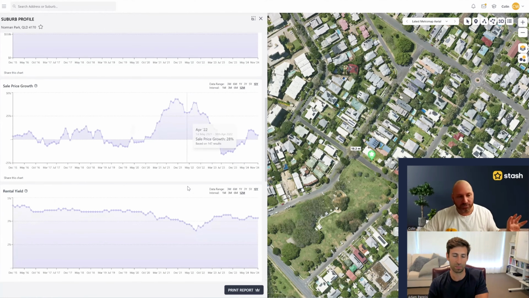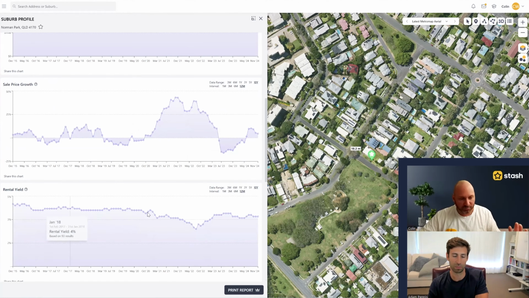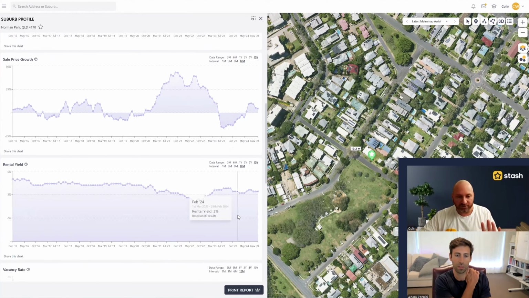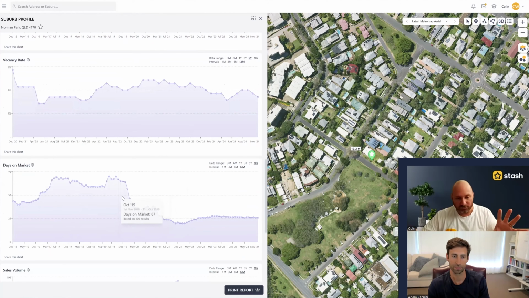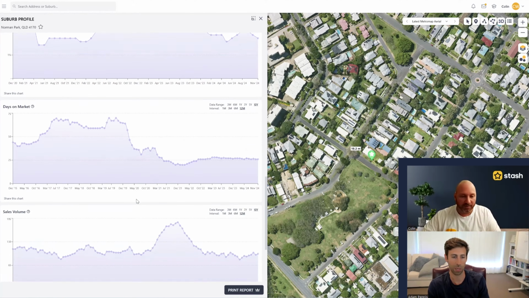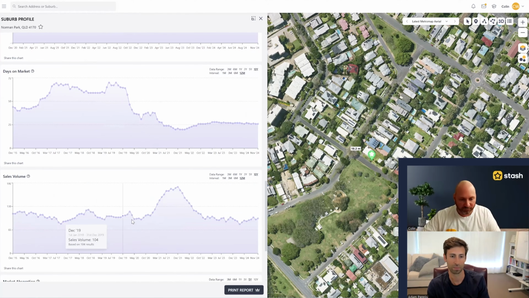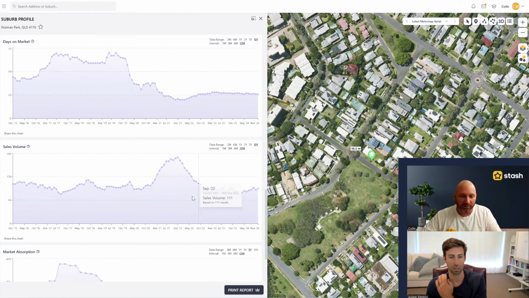You get your suburb growth there, your rental yield. It's pretty much steady across the board over the last decade. Vacancy rate's pretty steady. Days on market, post-COVID or even pre-COVID, has virtually gone to less than 30. So that's a good data point. Tight market. Sales volume had that spike in COVID where a lot of properties did come on the market. Now it's back to its sort of normal at around the 100.